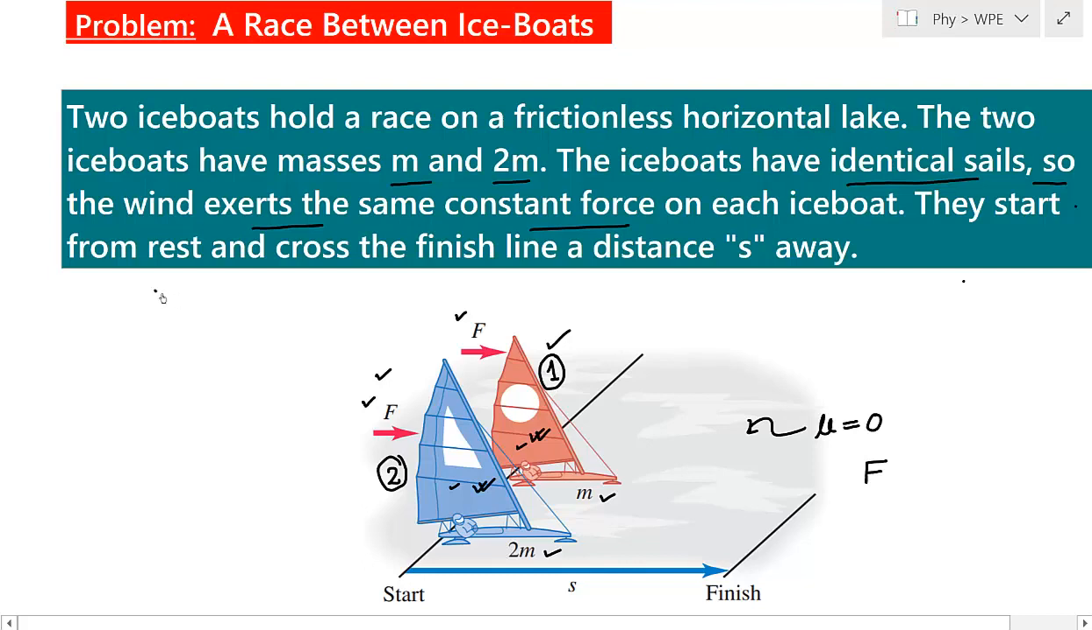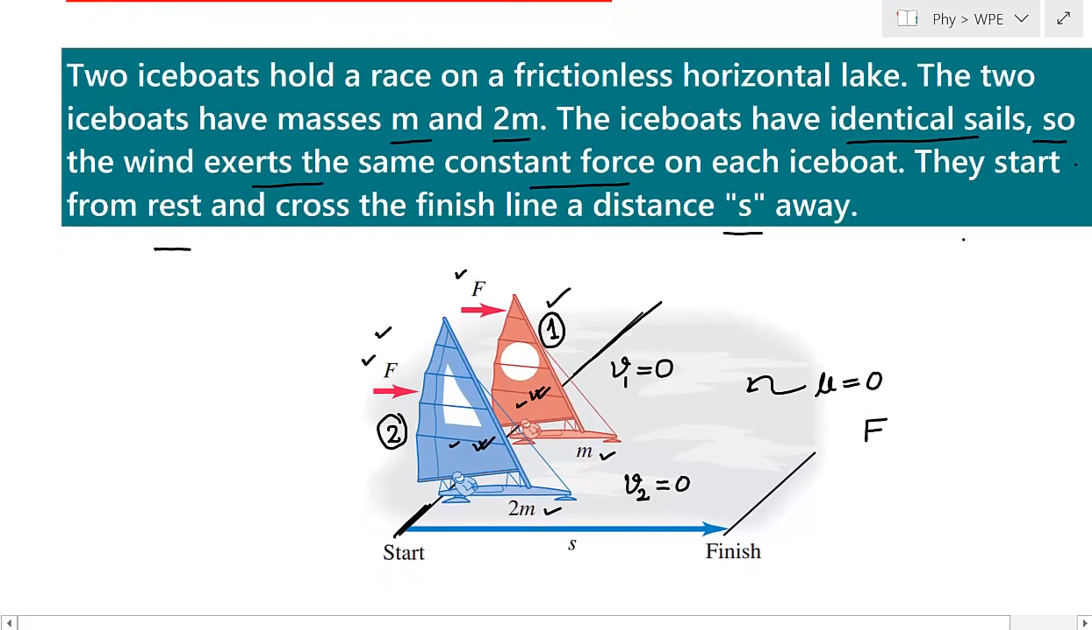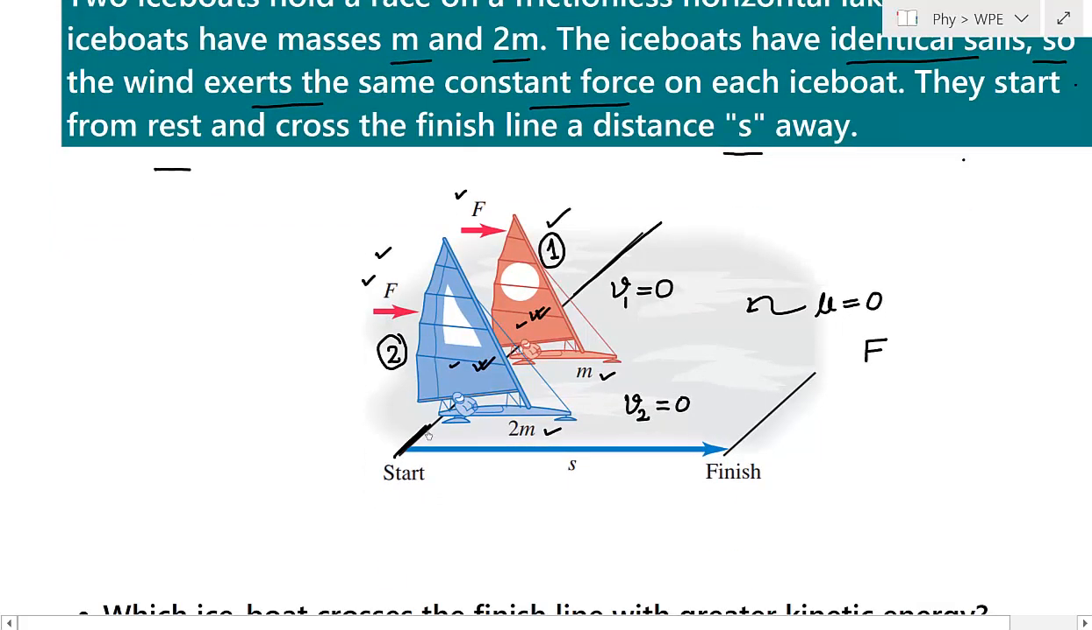They start from rest. So V1, the velocity of ice boat 1, is 0, and V2 is also 0 because ice boat 2 also starts from rest. And they cross a finish line at a distance s away. So both start at this line. This is the starting line. Basically there is a race, and these two ice boats start from this line and finish at this line. The distance from start to finish is given, and this distance is s.